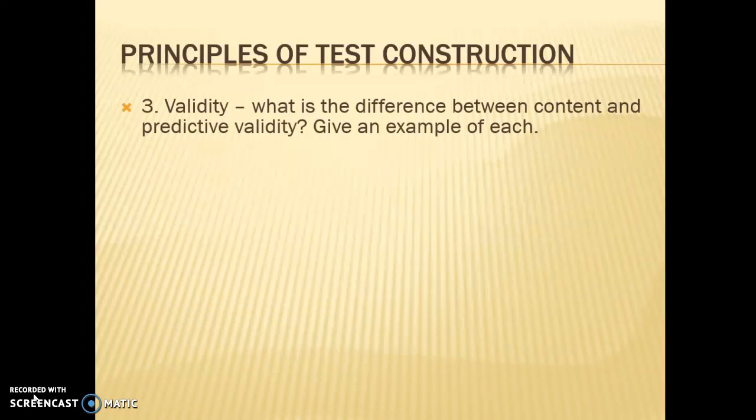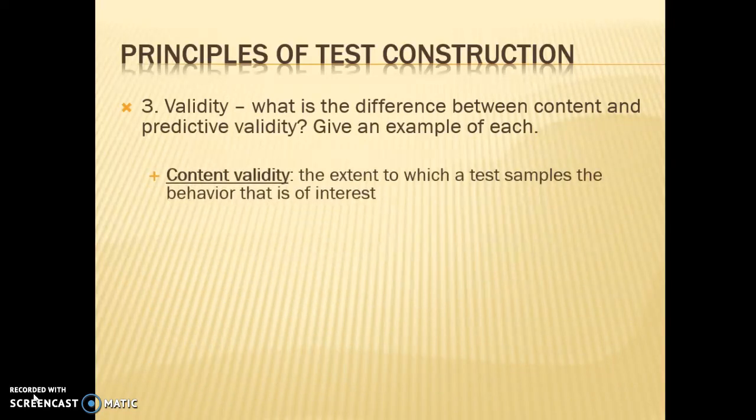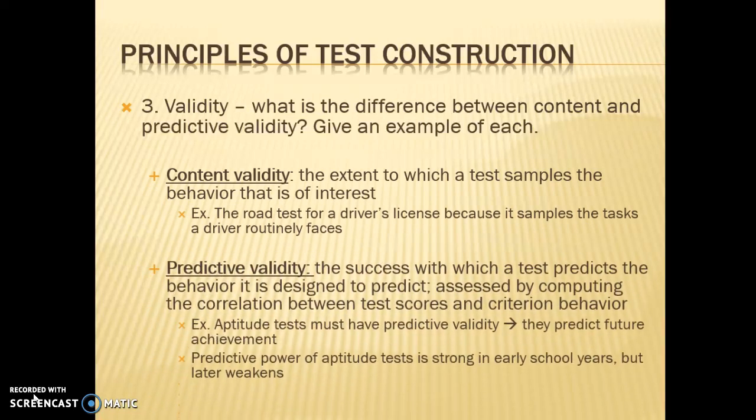In terms of validity, there are 2 different types. So there's content validity and then there's predictive validity. So content validity is the extent to which a test samples the behavior that is of interest, right? So the idea there is, does the meaning of the test tap into the behavior that you're looking for? So this would be like a road test or an actual driving test for a driver's license, because it's actually sampling the tasks a driver would routinely face.